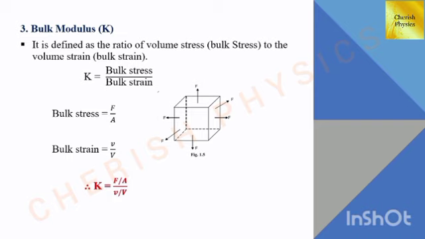Third one, bulk modulus. It is denoted by the letter K. K equals F divided by A divided by change in volume divided by original volume, small v divided by capital V.